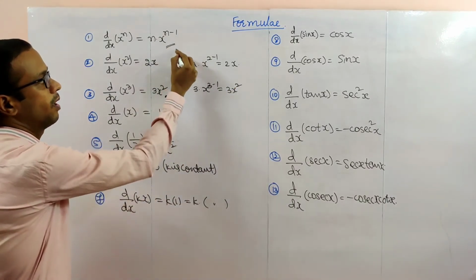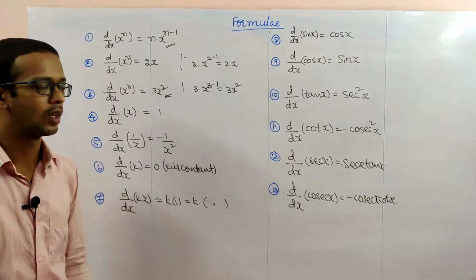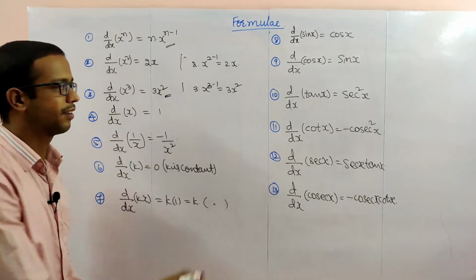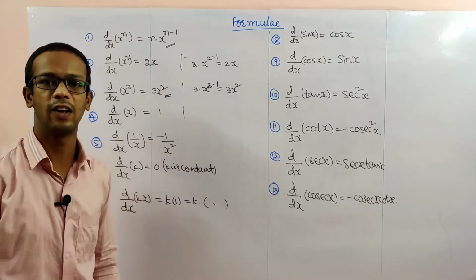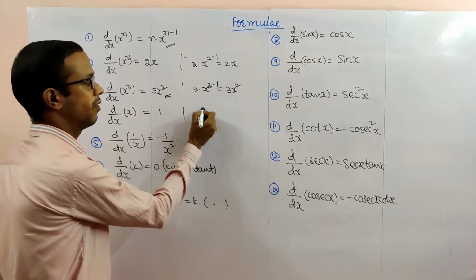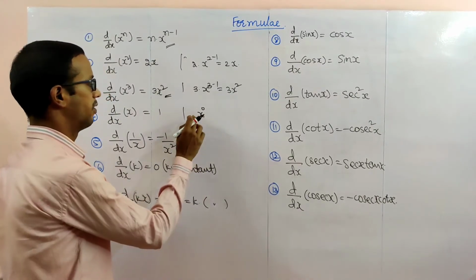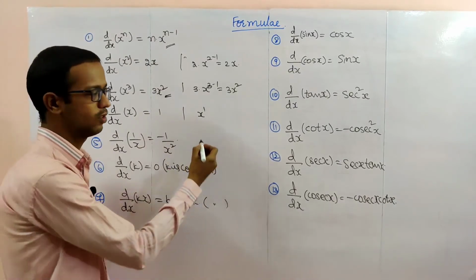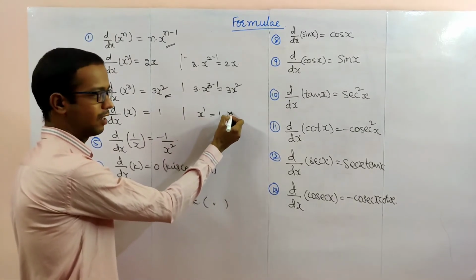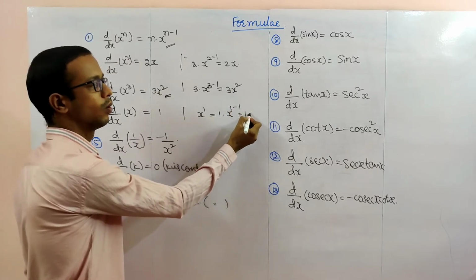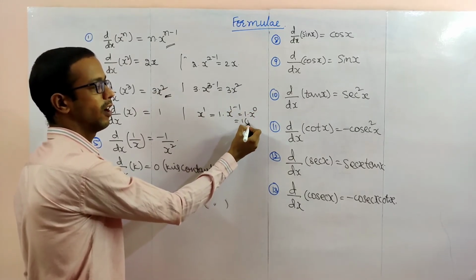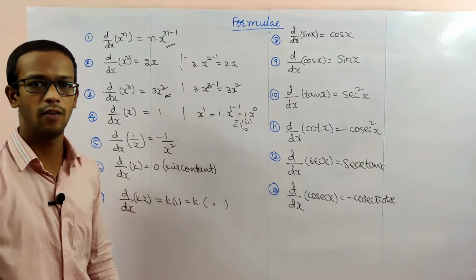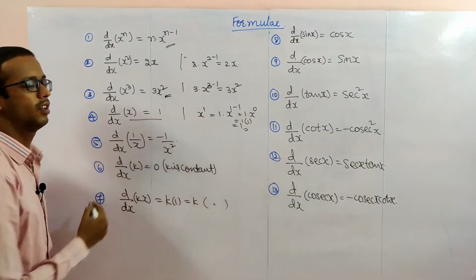So you can check, by using this formula we are solving all of these. Next, the derivative of x is 1. How, sir? X is x power 1. N into x power n minus 1 gives 1 into x power 0. X power 0 value is 1. So the answer is 1. So the derivative of x is 1.